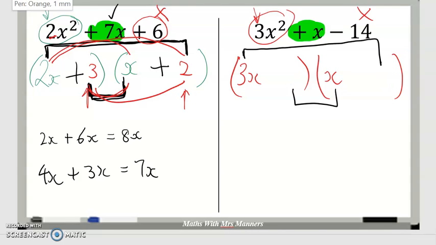Okay, so what I'm going to do now is switch over to the other pair, which is 7 and 2. I'm going to put down a 7, put down a 2. I don't know whether the 7 belongs there or the 2 belongs there, but I'm just going to try. When I multiply the outsides, 3x by 2 is 6x, and the inside would be 7 times x, which is 7x, and there we have it, I can get my positive 1. To get my positive 1, I must have a minus 6 and a plus 7.